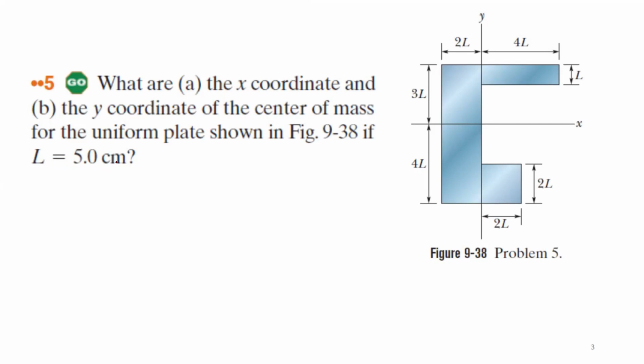find X and Y coordinate of the center of mass for this uniform plate if L is equal to 5 centimeters. It's a uniform plate. Okay. That means the density of the plate is constant everywhere. This part here, I will call it part 1. So I have a complex geometry, so I can break it down into simple geometries. Okay, this part here, I will call it part 2.